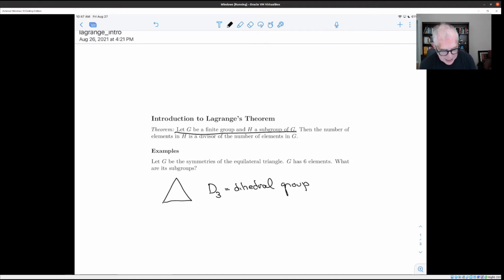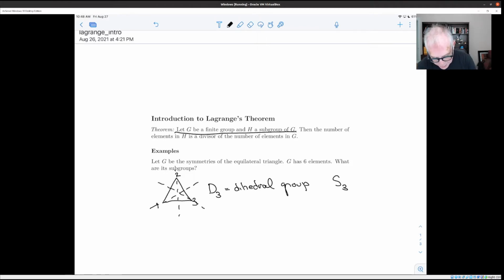And we've also seen it in the form S3, the symmetric group on three elements, because if you look at the symmetries of the equilateral triangle and you look at the vertices, every possible permutation of the vertices corresponds to a symmetry of the triangle.